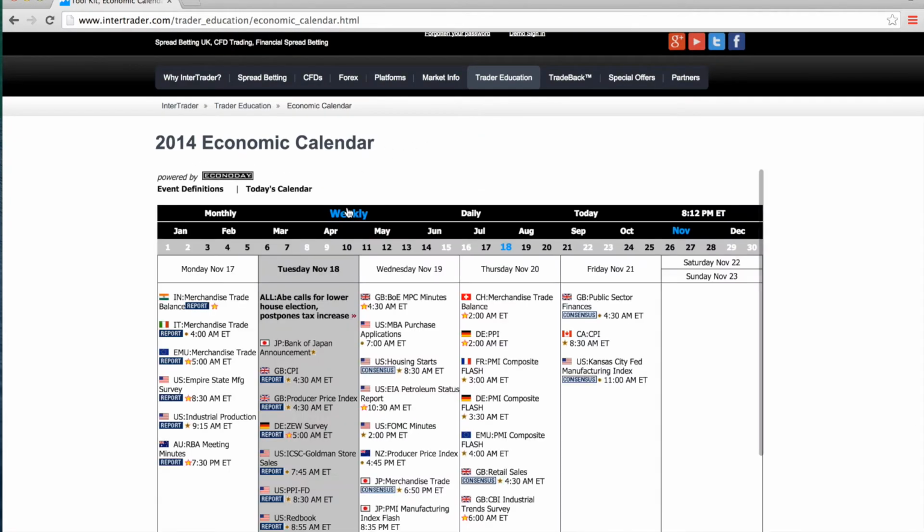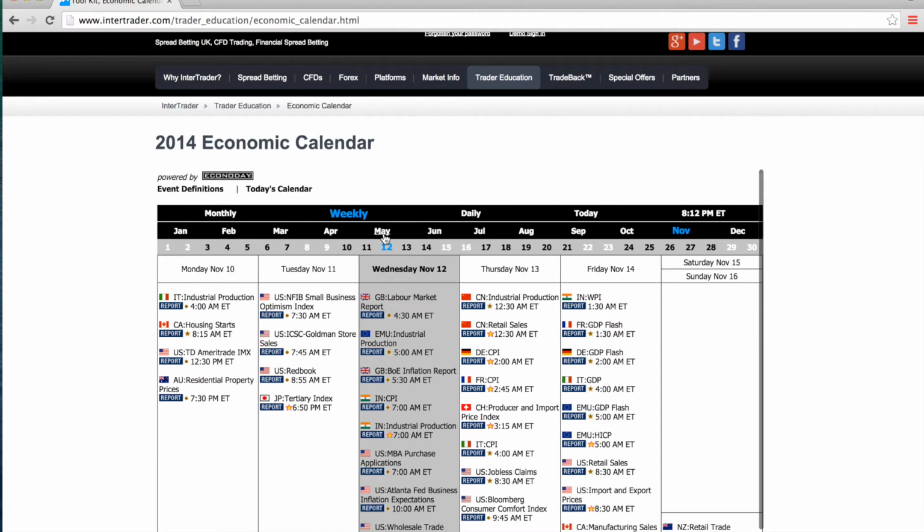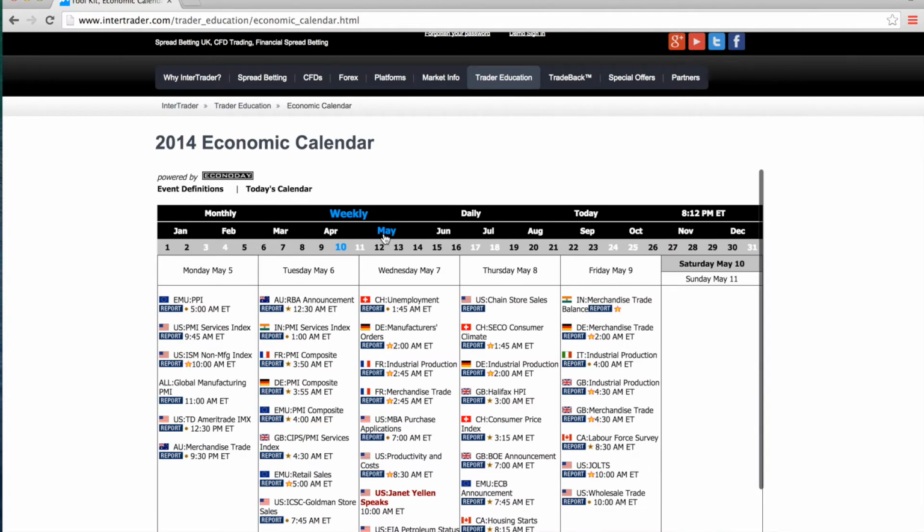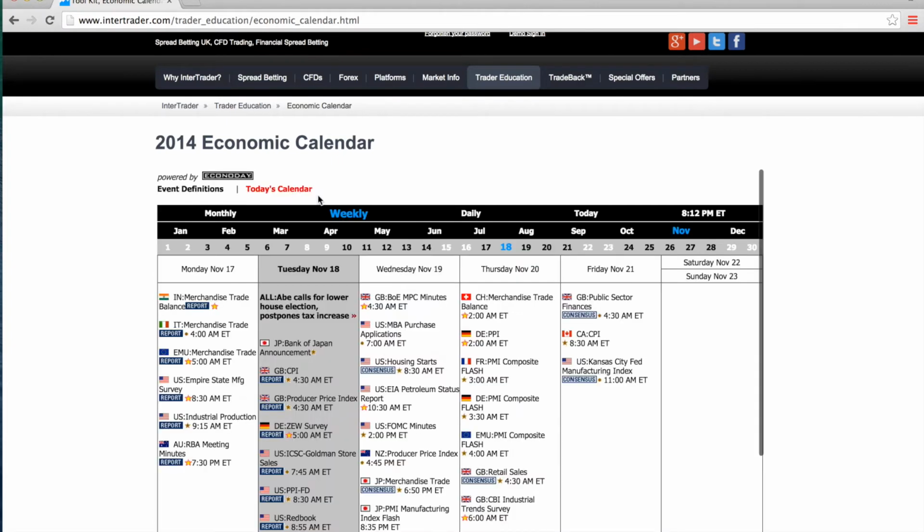The key thing to understand about the calendar is its ease of navigation. You can go to any day of any month of the year. And simply by clicking on today's calendar, you'll be brought back to the given day of the current week.